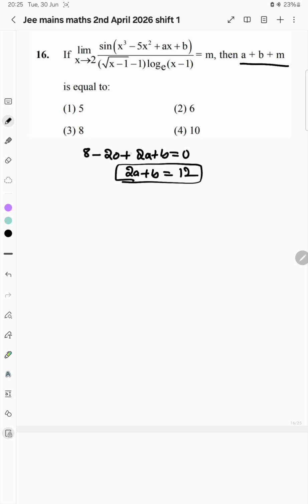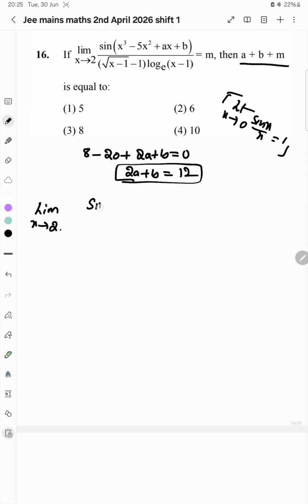Next, we'll simplify this limit now. Observe, limit x tends to 2 is there. Now the sin x by x model: when we apply limit x tends to 0, we have the formula limit x tends to 0, sin x by x is 1. Let's create it like this now. X tends to 2 is there, right?